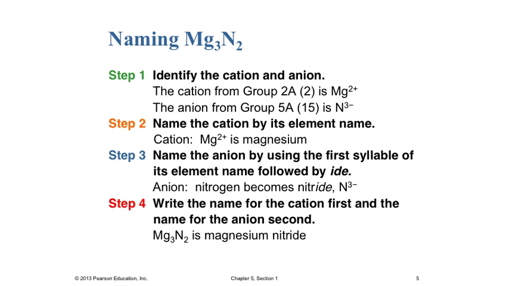So let's look at this example. We have Mg3N2. So the first step is to identify the cation. Remember, cations are positive and anions are negative. So in this formula, magnesium is the cation and nitrogen is the anion. So we name the cation first because the cation is the metal. And then we follow with nitrogen, which becomes nitride because we dropped the ending of nitrogen and added IDE. Hence, we have the name magnesium nitride.